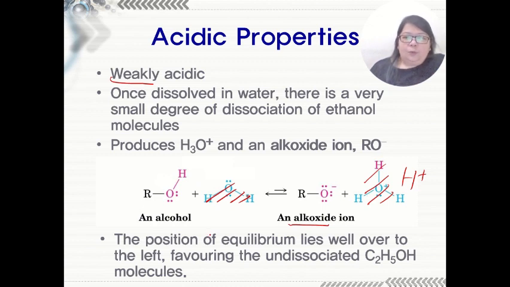Now, since alcohols are weak acids, the position of this equilibrium, you can see there is equilibrium because of the reversible arrow, lies very much further to the left hand side. Because it's a weak acid, it prefers to stay as a molecule compared to donating a proton. So you have low concentration of hydrogen ions in the solution. That's why alcohols are weak acids.